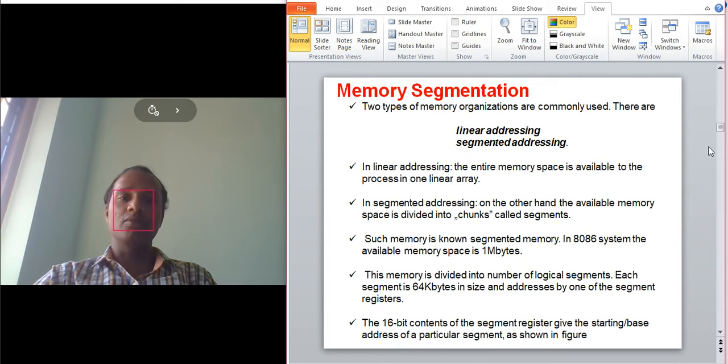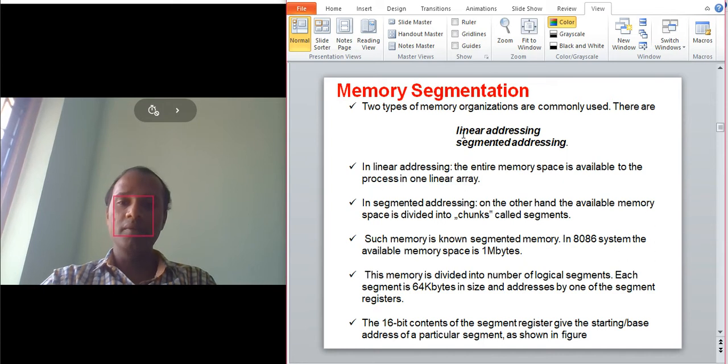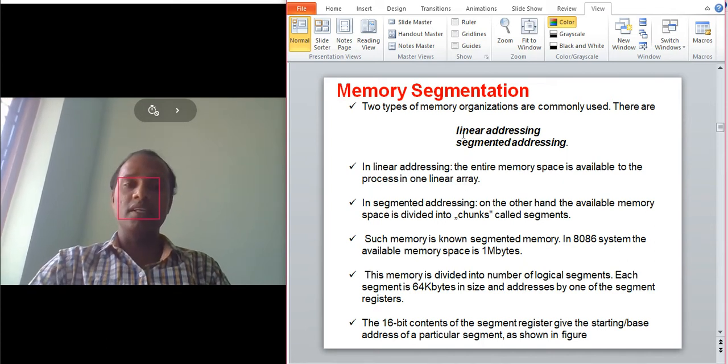If we are going for memory segmentation, segmentation is nothing but dividing the memory into different parts. So that is memory segmentation. For general addressing of the memory, there are two types of memory organizations, or memory addressings: linear addressing and segmented addressing. Linear addressing means the total memory is used by the user. We take only one memory and use it for the programmer. That is linear addressing.